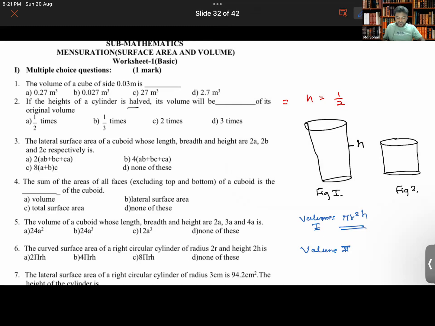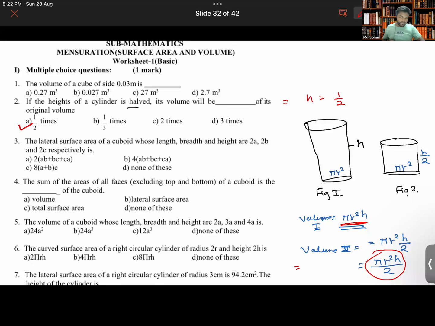So here the height is how much? H upon 2 now. And this is the same: pi r square here and pi r square here as well. No changes in the area of the base. So it's going to be pi r square into h upon 2 now. We can also write it as pi r square h upon 2. So we are noticing that the volume has halved. Earlier this was pi r square h, now it's pi r square h upon 2. So it will be 1 upon 2 times. Getting it now, Arham and Arhan?